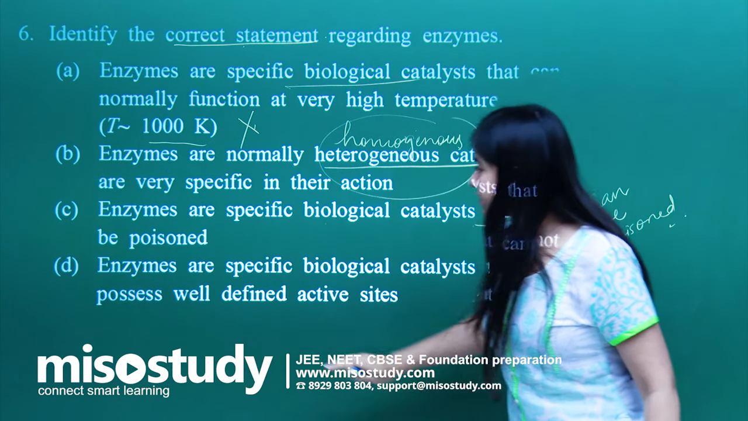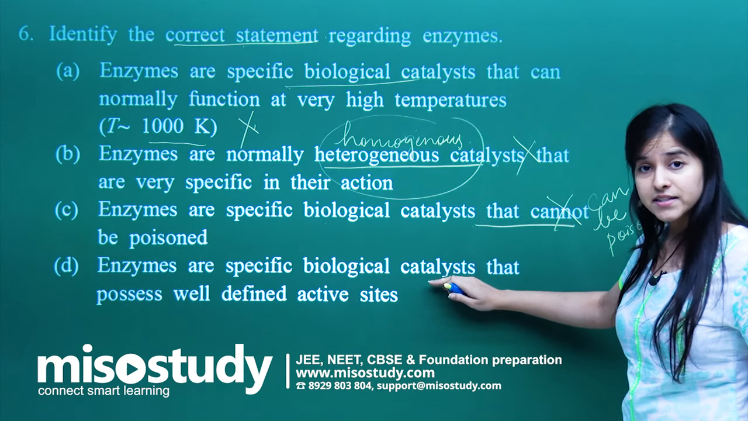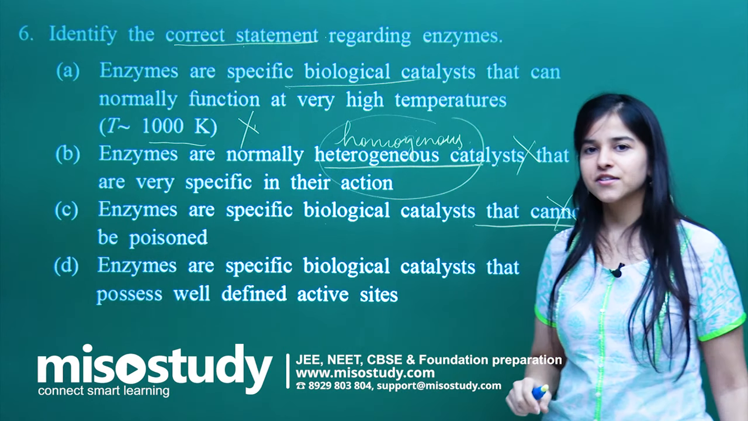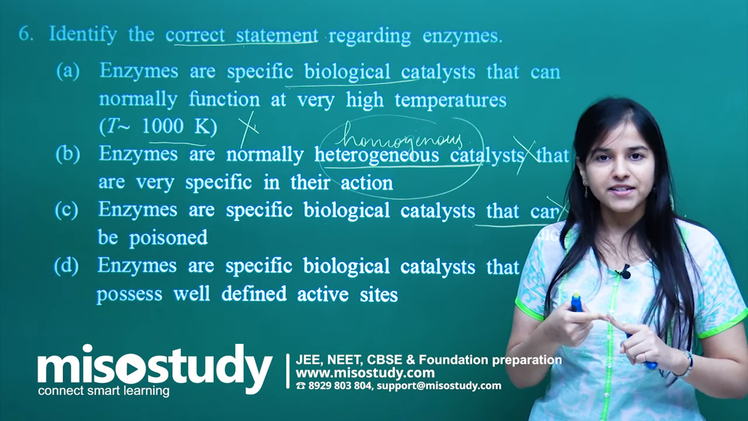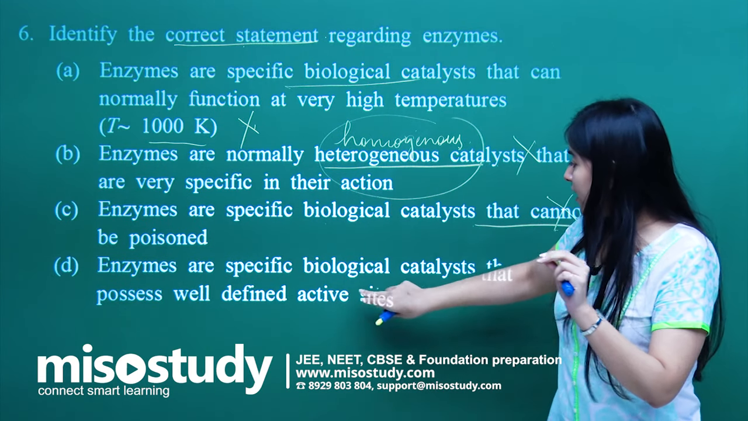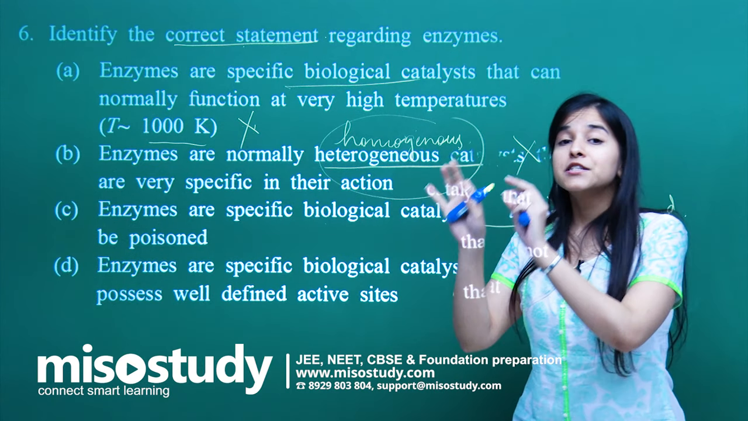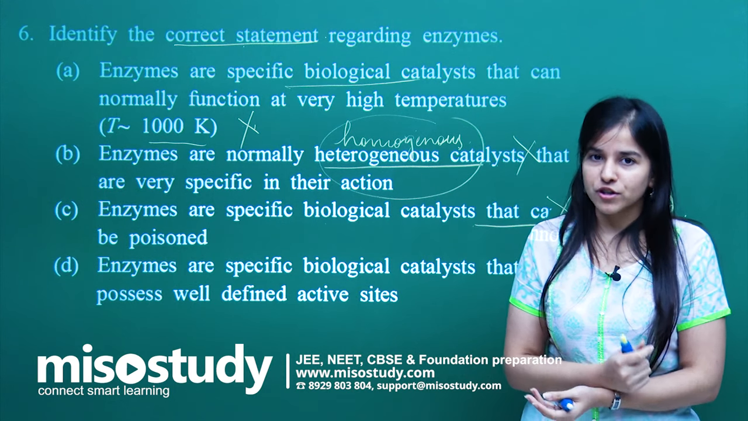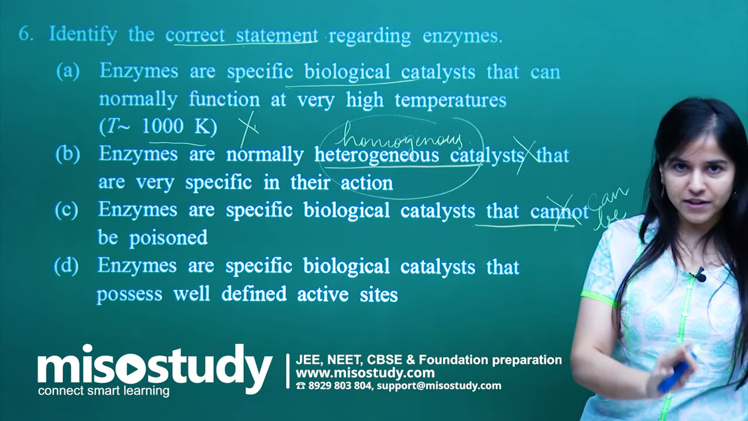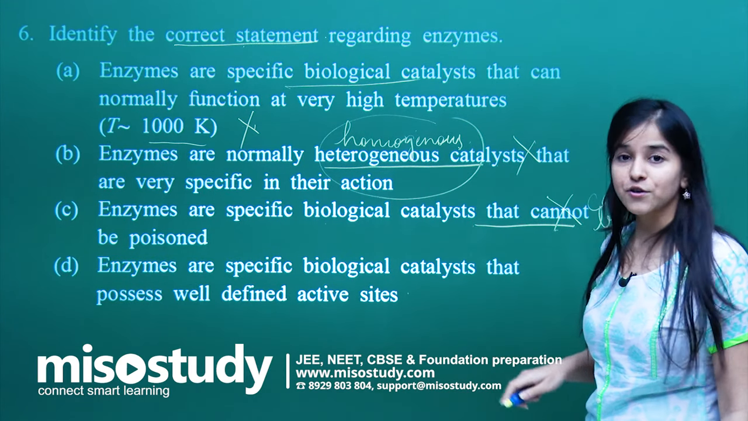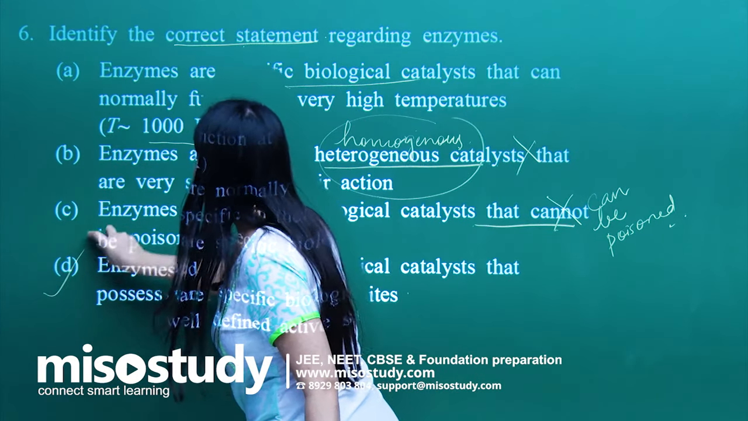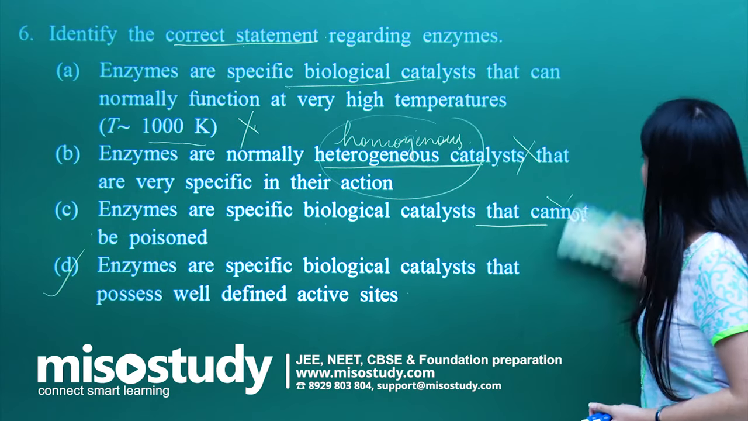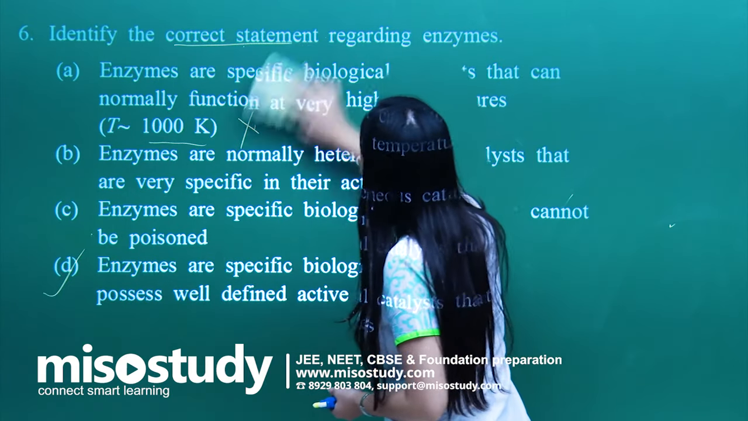Now let's move on to the last. Enzymes are specific biological catalysts. Indeed they are. That possess well-defined active sites. Yes, a specific enzyme has a specific active site for a specific substrate. That is what the lock and key model says. I hope everybody has recalled the concept, and this is the correct answer. Now let's move on to the next question. So what does the next question say?